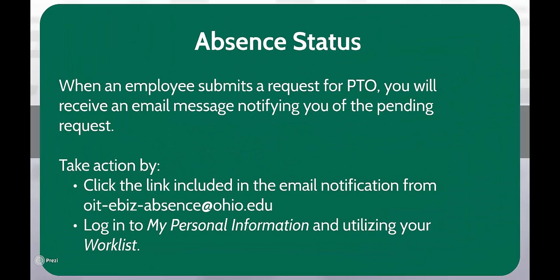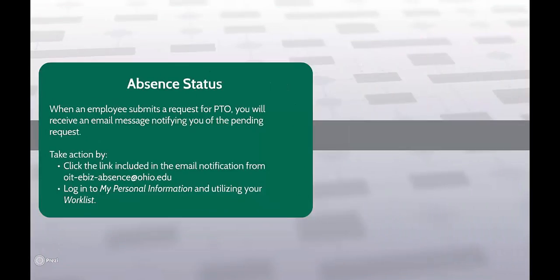When an employee submits a request for paid time off, you will receive an email notification. You have two options to respond. You may either respond to the request by email, or you may log into the system and take action directly from your work list. It is recommended that you respond to a request for paid time off within 7 calendar days.